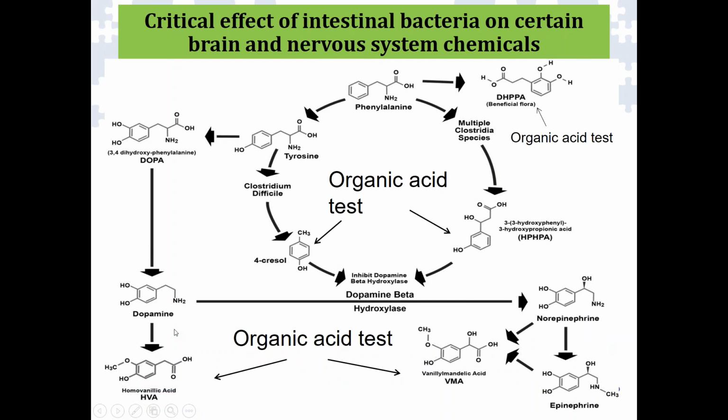Well, if we switch gears and think about some of the bacterial toxins, specifically the Clostridia toxins that I had mentioned before on the organic acid test, the 4-cresol and the HPHPA. These can come from Clostridia bacteria. 4-cresol actually comes from Clostridium difficile, whereas the HPHPA can come from a number of different Clostridia.